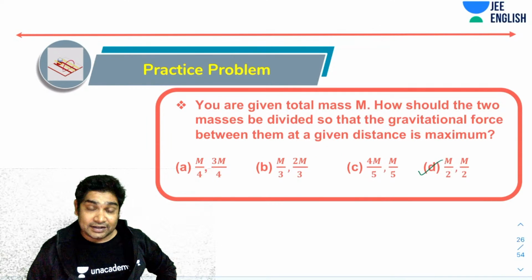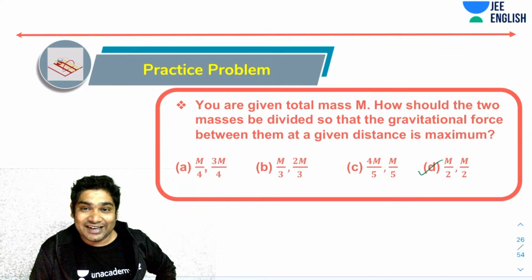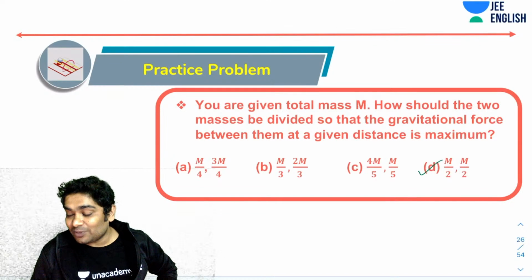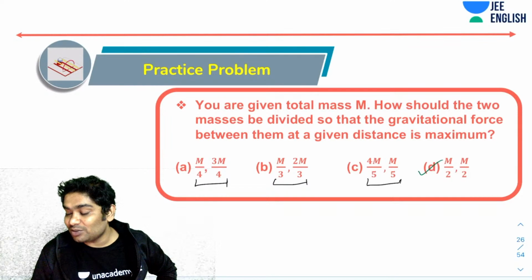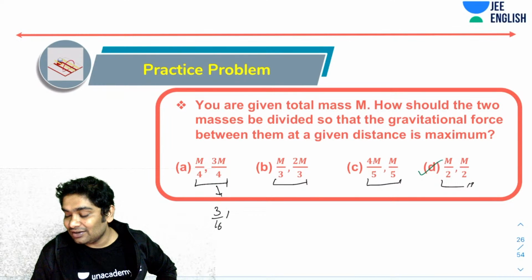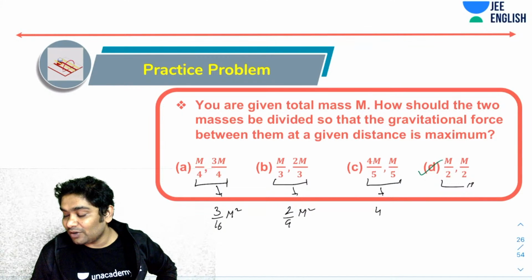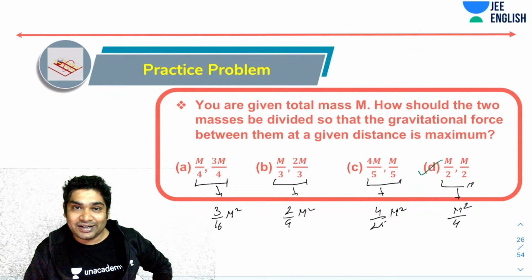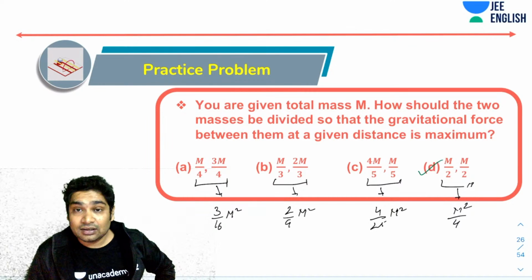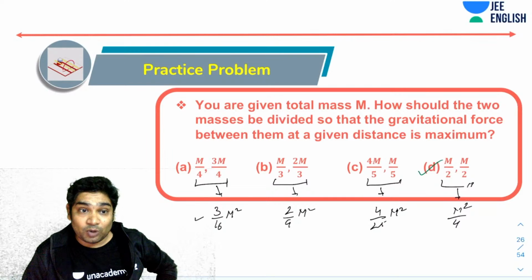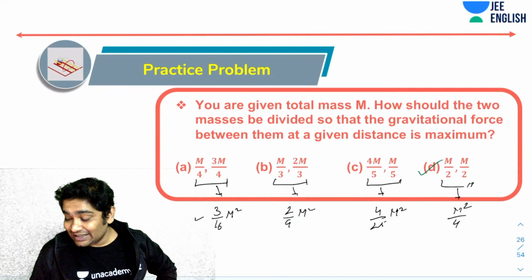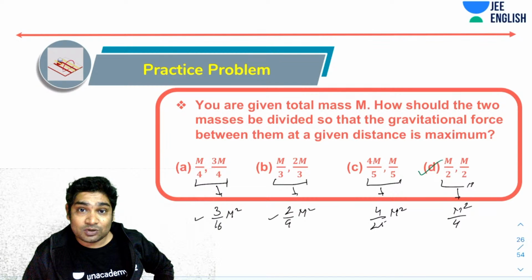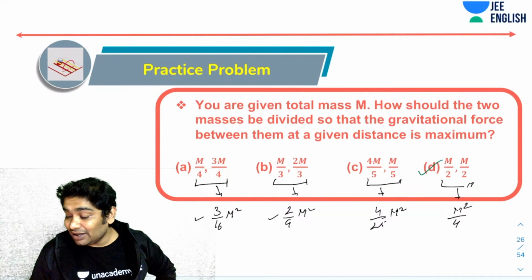Otherwise, if you could not figure it out, if you were in a real hurry, you realize that if this product is maximum, then the force would be maximum. So you could have just multiplied these. If you multiplied these, this was 3 by 16 M square. This was 2 by 9 M square. This was 4 by 25 M square. And this would have been M by 2 square, that is 1 by 4. So this is 3 by 16 and 1 by 4 is 4 by 16, so obviously this is lesser. This is 2 by 9; 1 by 4 is 2 by 8, so this is definitely lesser. Similarly, this is 4 by 25.